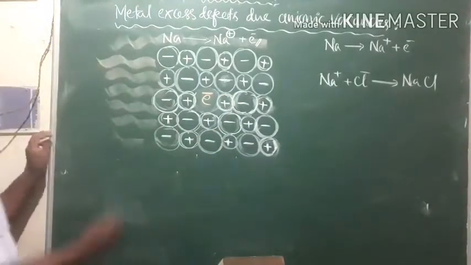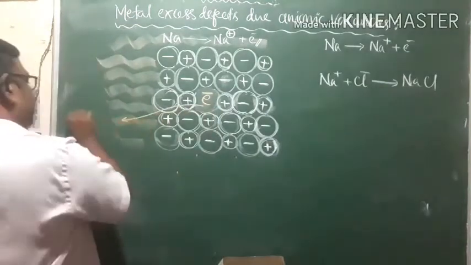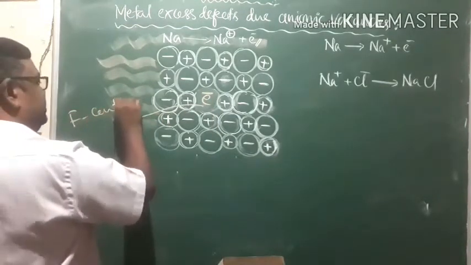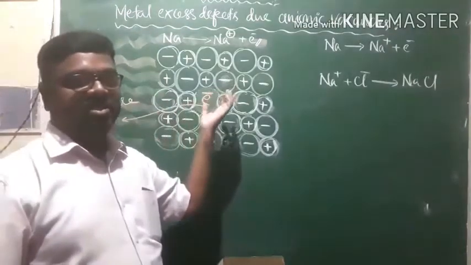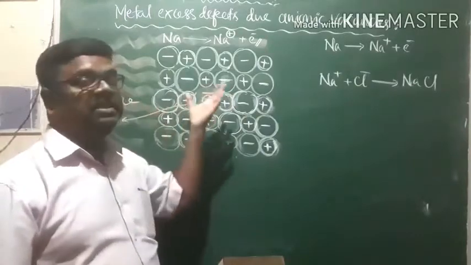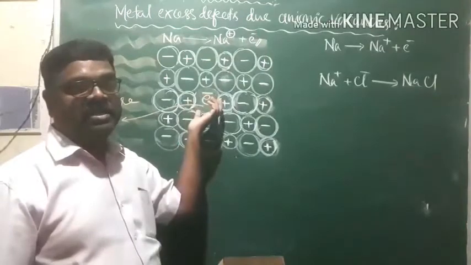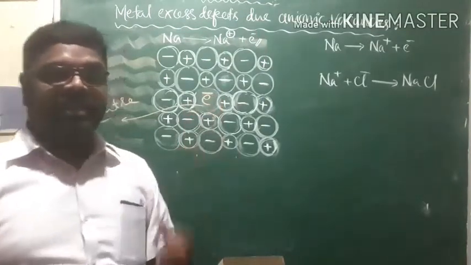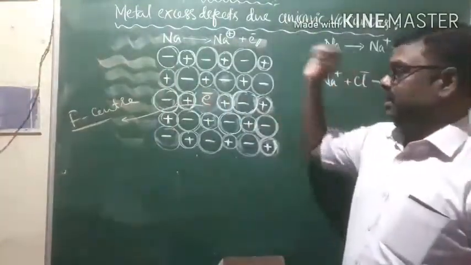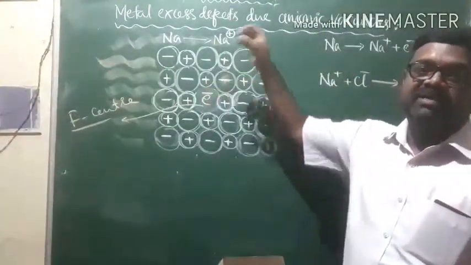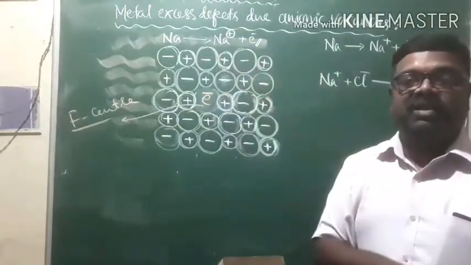In order to maintain the electrical neutrality, that creates what we call an F center. F center is created when an electron is trapped by the anionic vacancies in the crystal lattice. F centers are the vacant sites occupied by free, unpaired electrons, and that is what we call F centers.